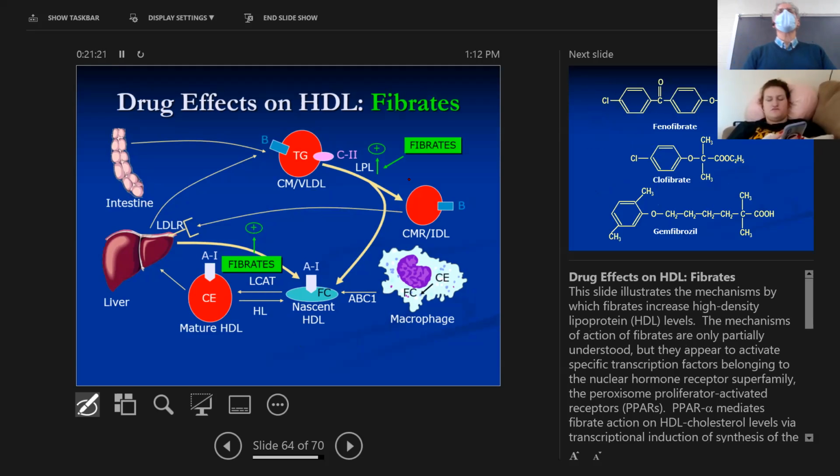Now, if you cannot tolerate statins, there's another group of drugs that can be used called fibrates. Okay, now how do fibrates work? Fibrates activate a transcription factor, and to explain this, let me go back to my makeshift blackboard.